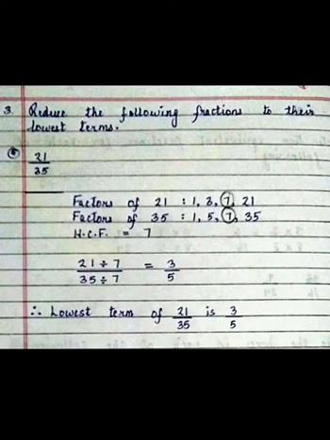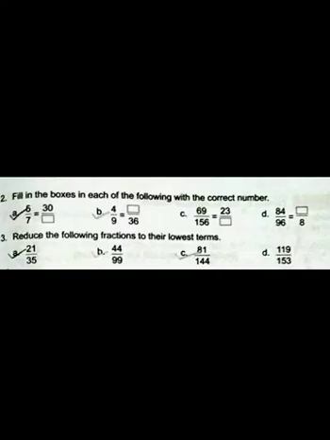So divide the given fraction by 7. 21 divided by 7 upon 35 divided by 7. 21 divided by 7 is equal to 3 and 35 divided by 7 is equal to 5. Therefore, the lowest term of 21 by 35 is 3 by 5. Your assignment from question number 3 will be A, B, C.